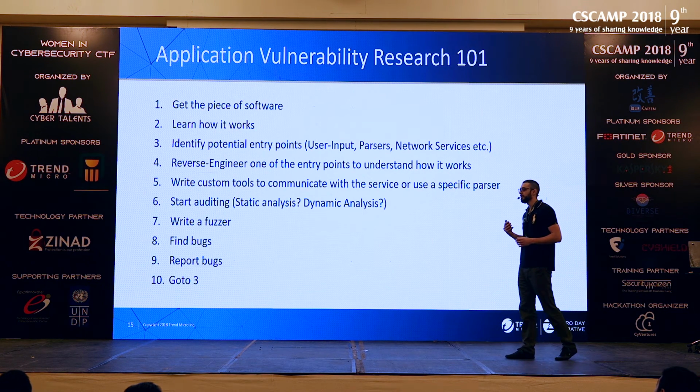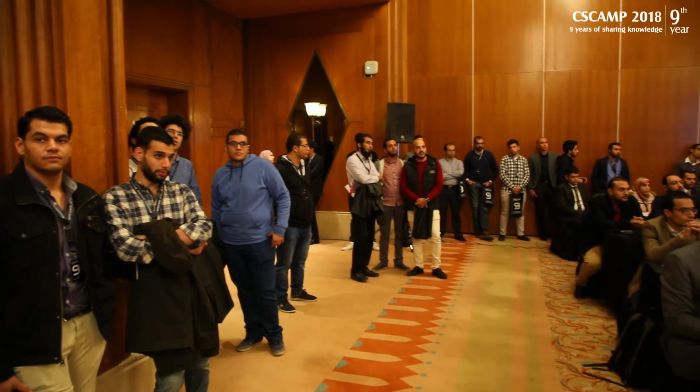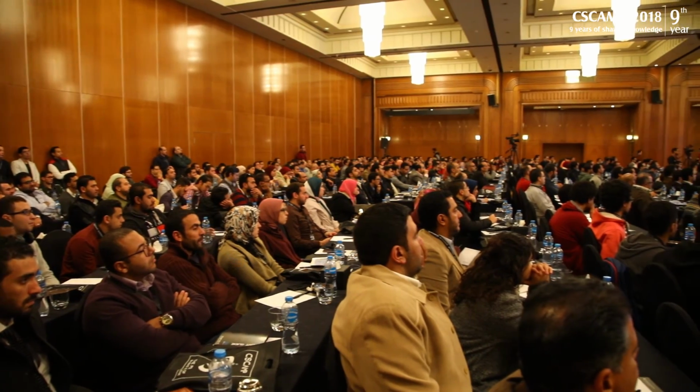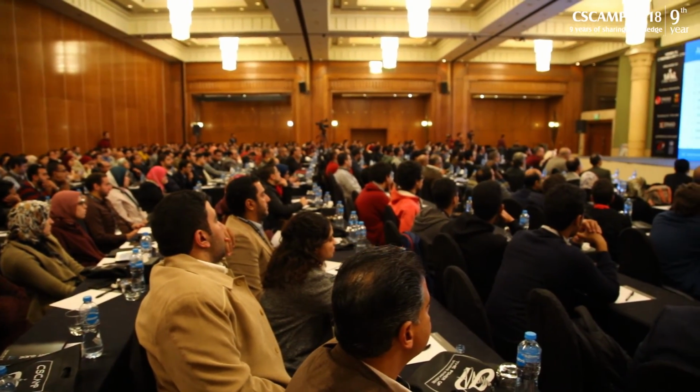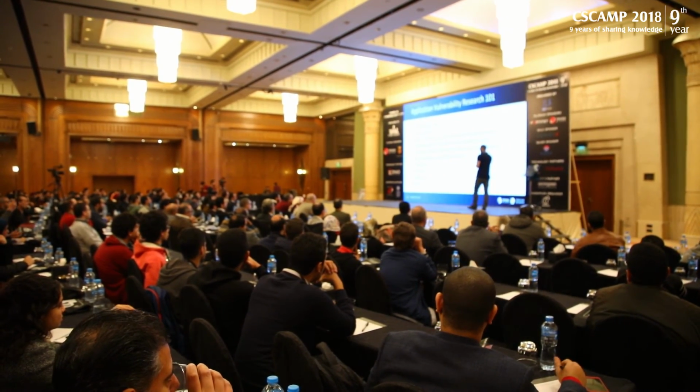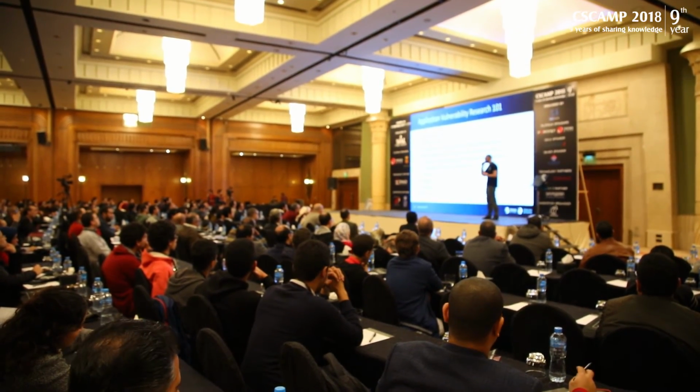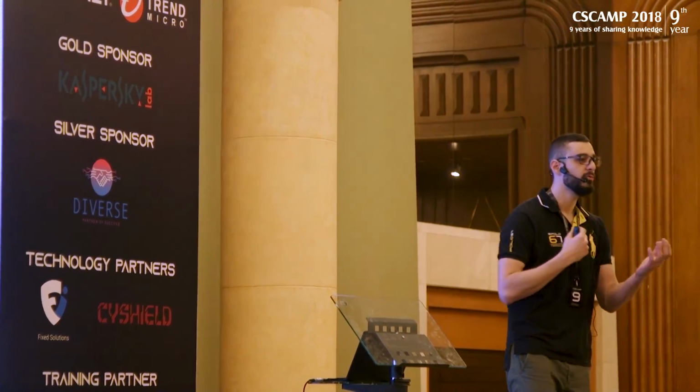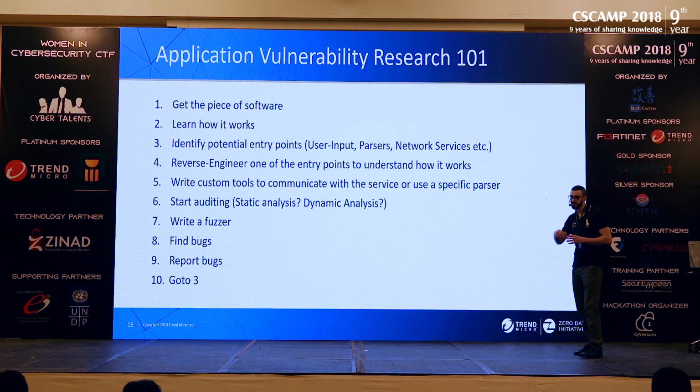If you want to break things down into steps on how to start vulnerability research on an application, here are the steps. You get the application, you learn how it works, you identify the entry points. Basically, you have to identify the user inputs, network data that it gets, does it have image parsers, anything like that. Once you identify all the inputs, you pick one of these inputs and start reversing or auditing it. Once you start reversing and understanding these inputs, these image parsers, then you start writing tools to facilitate communicating with these kinds of services. Once that's done, you can start with the auditing phase.